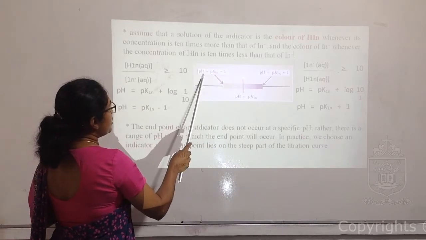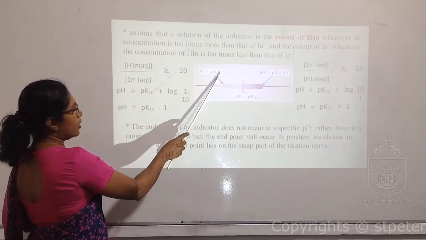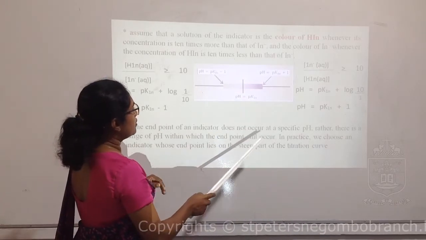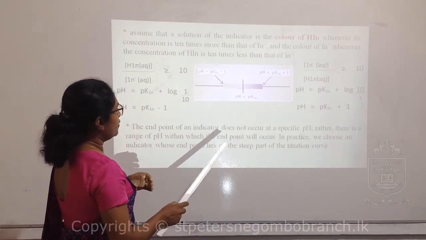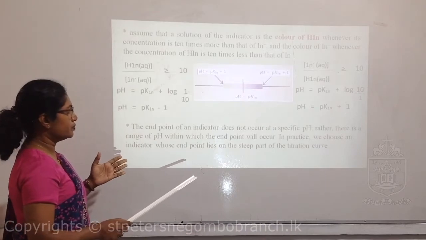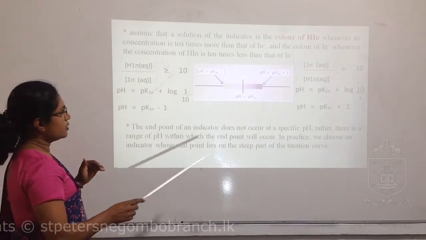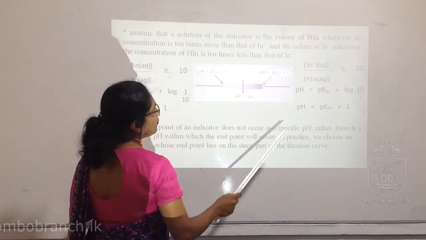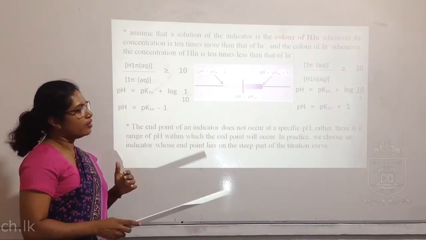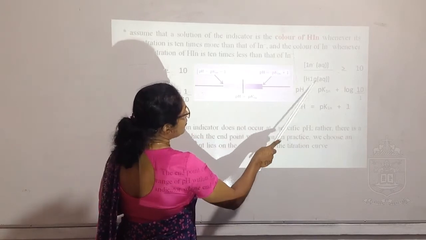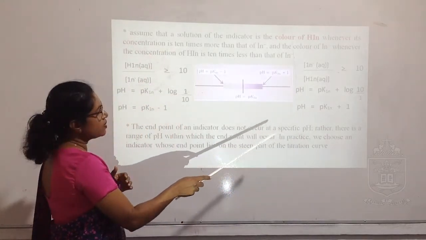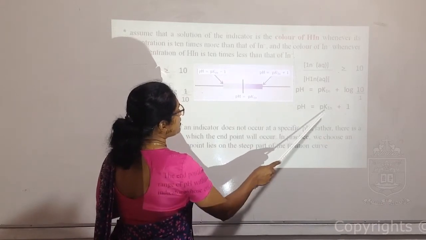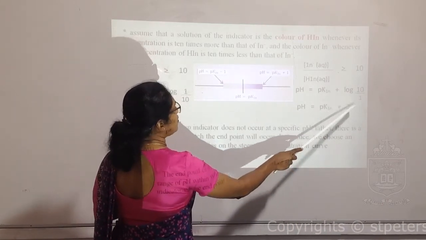At that time the pH equals pKin minus 1. And on the other hand, when the concentration of In minus is 10 times greater than HIn, when we substitute those values, we can find this expression: pH equals pKin plus 1.